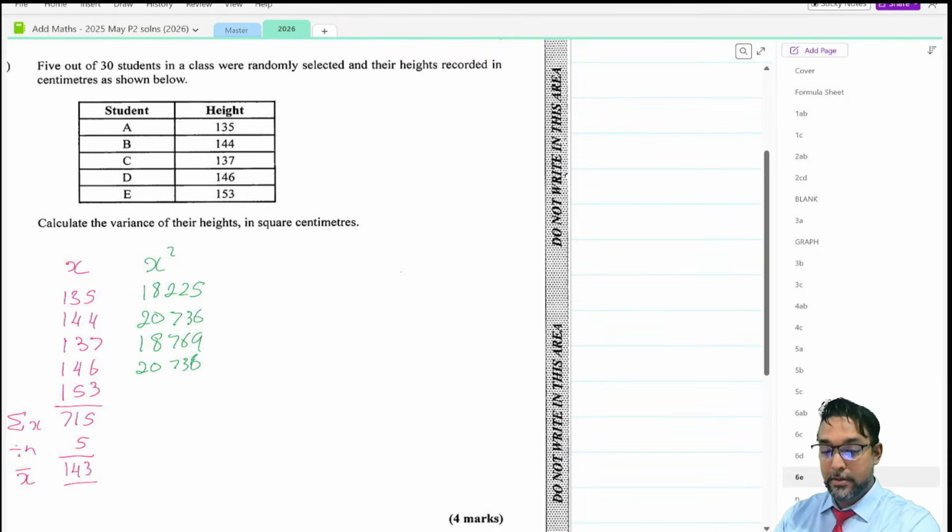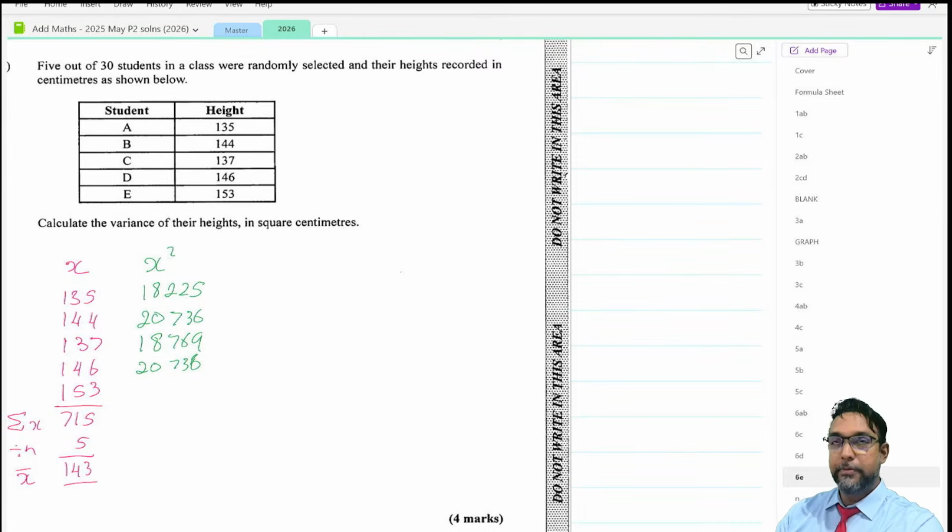Why divided by 5? Because there's only 5 data points. No, but like what? You divide it by 5? Because there's 5 students out of the class who selected. What's the formula? You made me divide by 3. This is for the variance.